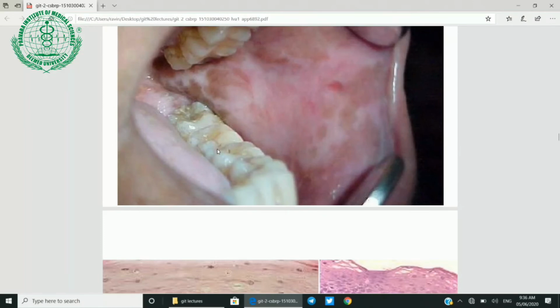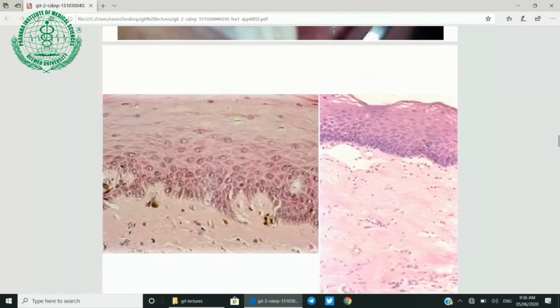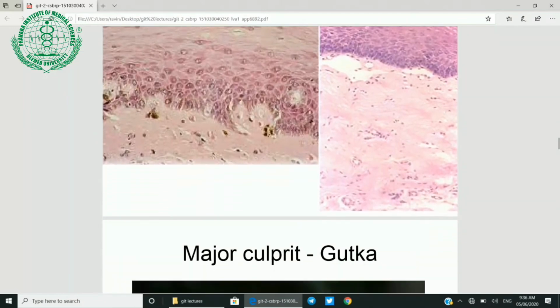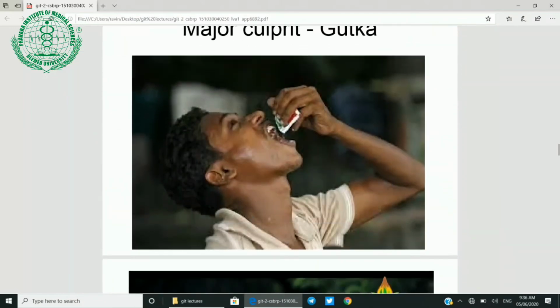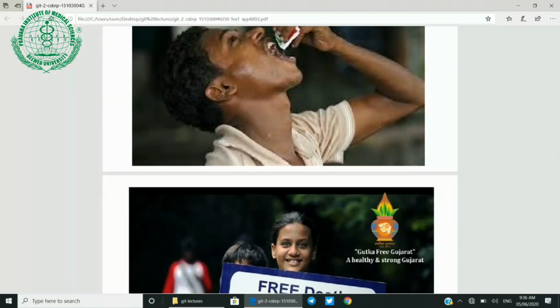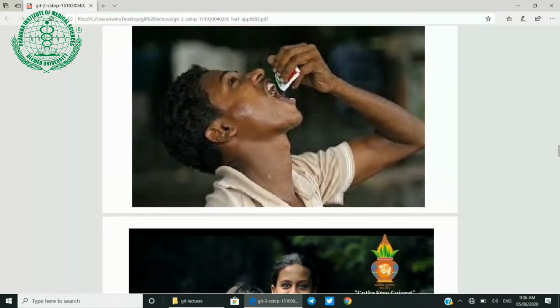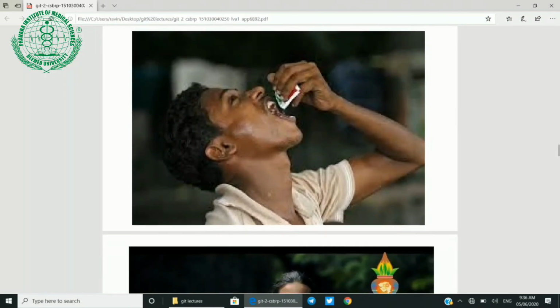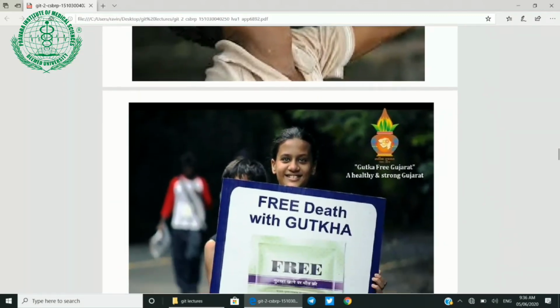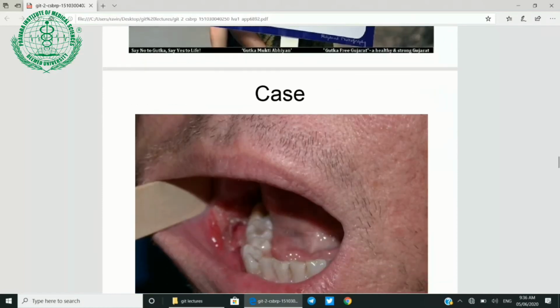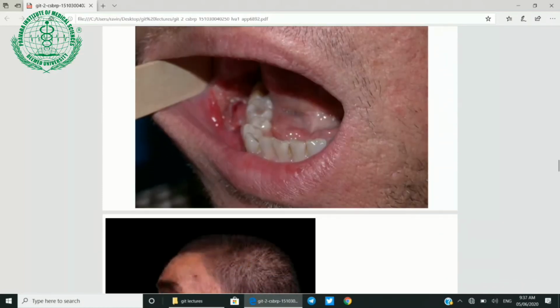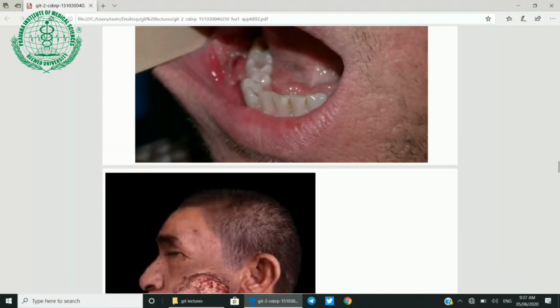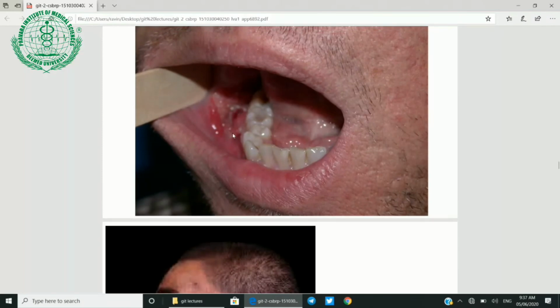and tobacco and gutka are the major factors that cause this type of lesion. The major culprit here is the gutka eating habit. Please try to avoid this, in all the people you see, as well as in yourself. And if these habits are not given up, you will end up with these kinds of pictures.